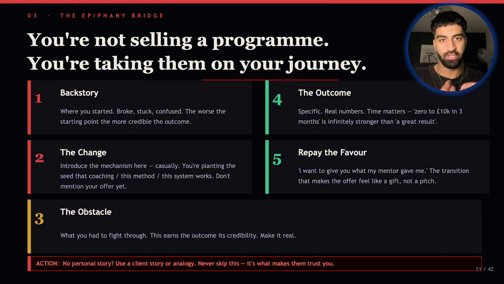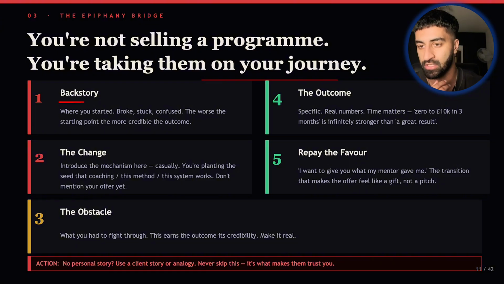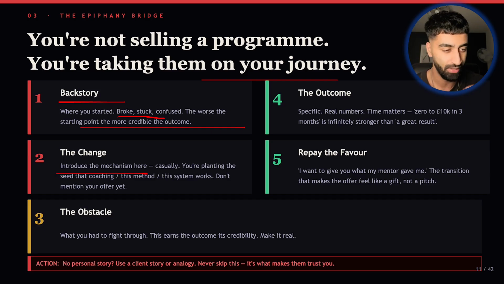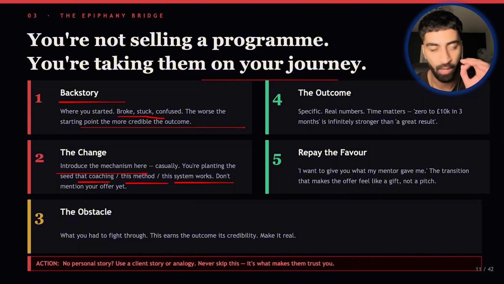Because the reason you're selling a product or service, you've gone through something to learn a skill, or something in life has happened for you to want to sell this product. This is where you tell your story, okay? So backstory, where you started, broke, stuck, confused. The worse starting point, the more credible the outcome. The change, introduce the mechanism here casually, just purely like planting the seed, right? Planting the seed, like coaching, this method, your system works. We're not mentioning the offer yet.